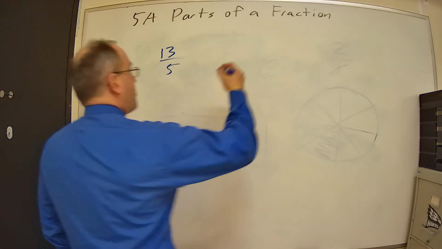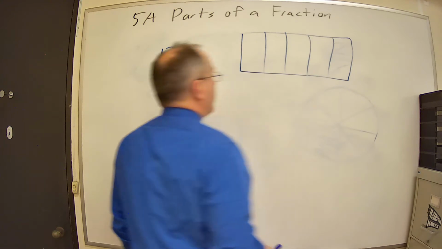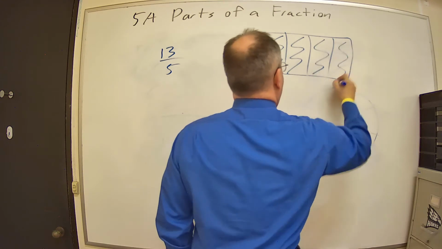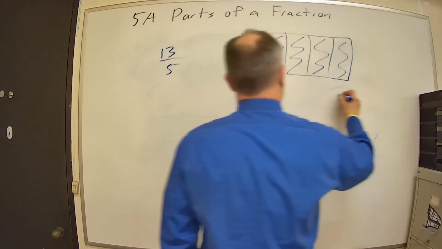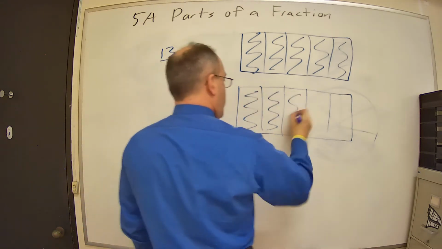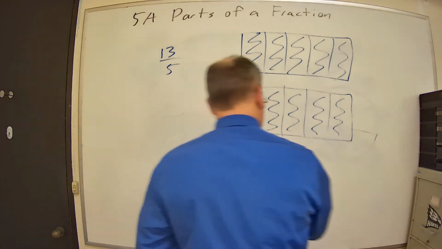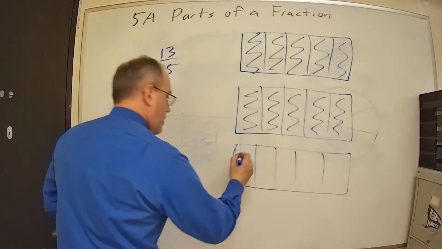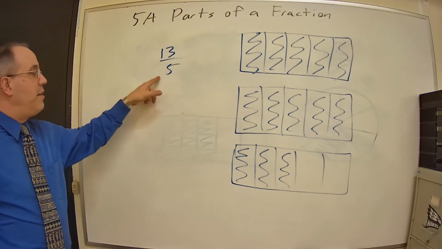So I'm going to start filling them in. So there's 5, 1, 2, 3, 4, 5. Well, I've got 13, that's only 5 of them. Six, 7, 8, 9, 10. Well, I need more. 10, 11, 12, 13. 13 fifths.